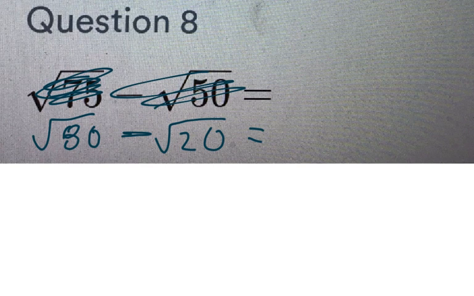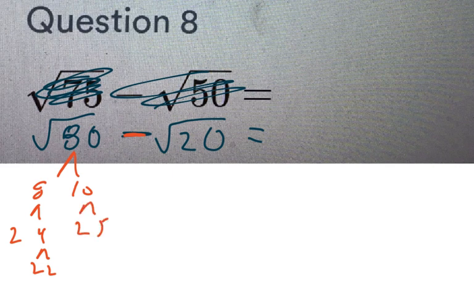Next one. If we're given square roots, guys, and we're asked to subtract them in this case. Now, I obviously made up different numbers. The first thing we got to do is simplify them. So 80 is 8 times 10. 8 is 2 times 4. 4 is 2 times 2. 10 is 2 times 5.